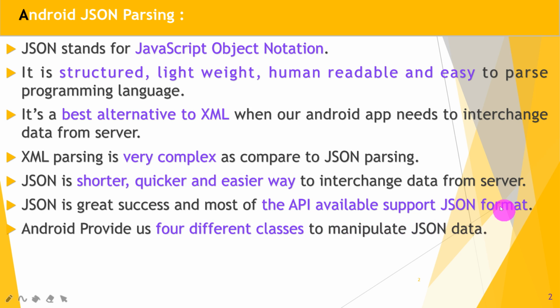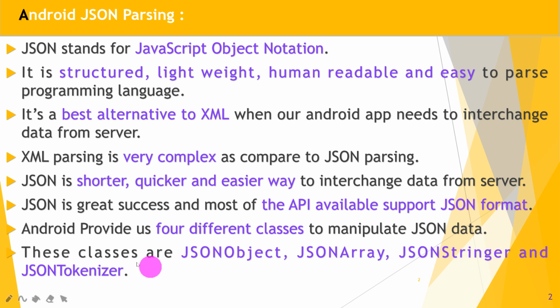Android provides us 4 different classes to manipulate JSON data. So what are these classes? First is the JSONObject class, then the JSONArray class, the JSONStringer class and the JSONTokener class. These are the 4 classes mostly provided by Android to manipulate JSON data between your app and the server. Guys, hope you understand.